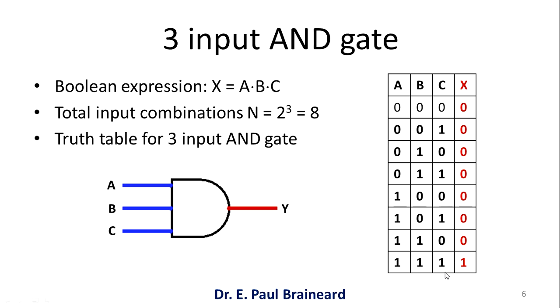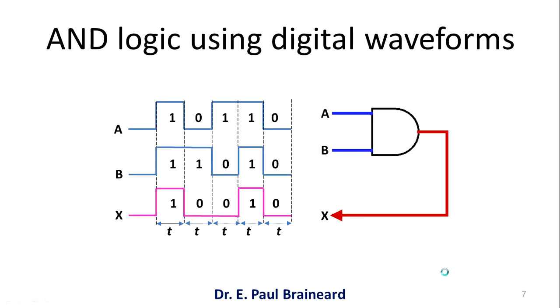Now let us look at the operation of the AND gate with the help of digital waveforms. Here at input A, I am providing a pulse train of 10110. At the input B, I am providing a pulse train of 11010. AND gate output is high only if the two inputs are high. Therefore, only at the first pulse and the fourth pulse, the output is at logic high.